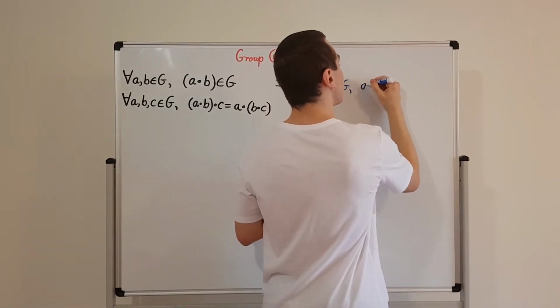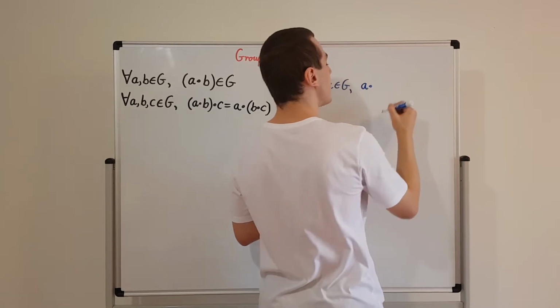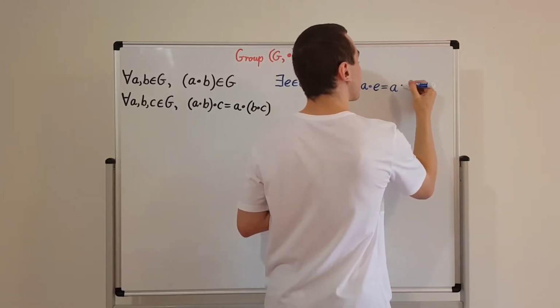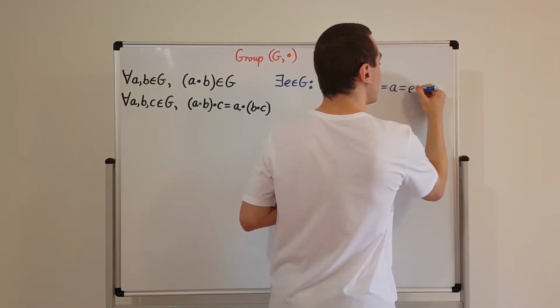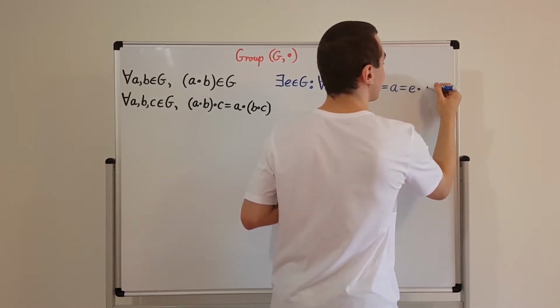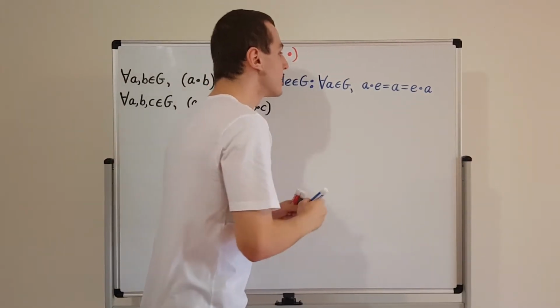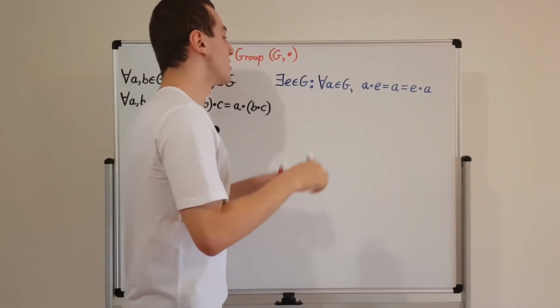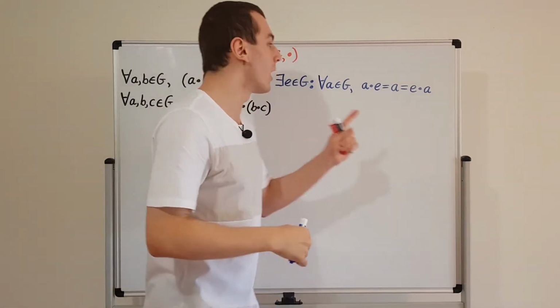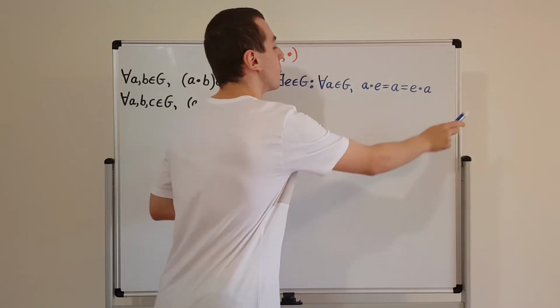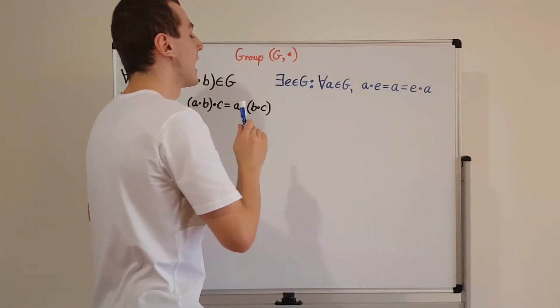If I take A and I combine it using the operation with the identity element, I'm going to get back A. And that is the same as combining the identity element with A. So E over here is the identity element. And it makes sense to call it the identity because in general, it's actually going to be unique. There's only going to be one identity element in the group. So that is the condition for the existence of an identity element.